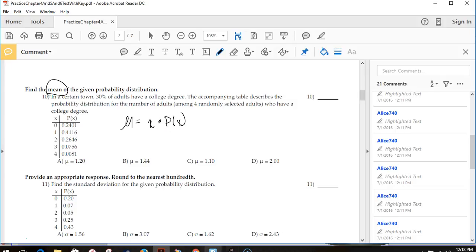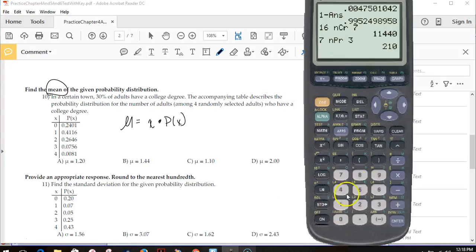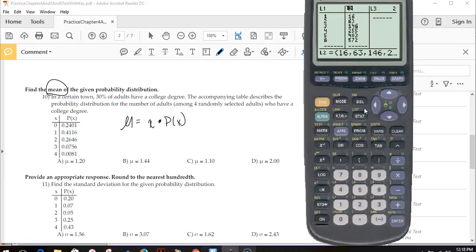But it can be a little annoying to do it by hand, so probably the easiest way is to go into Stat Edit and put your data in. Since you're going to be typing it in anyway, you might as well make your life a little bit easier. Oh, I suppose I didn't have to delete that. So 0, 1, 2, 3, 4. Put in my p of x: 0.2401, 0.4116, 0.2646, 0.0756, 0.0081. Let's make sure that we're good. Oops, good thing I checked. 0.0081, 0.0756, 0.2222. Looks like we're good.